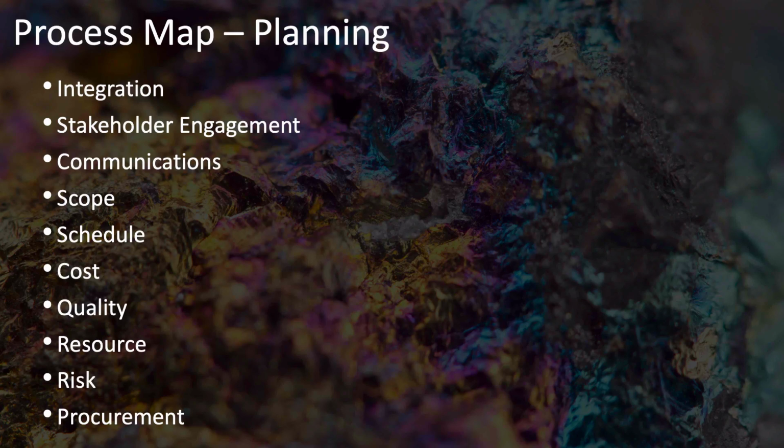Integration is at the top because it is the knowledge area that encompasses and coordinates all of the other knowledge areas. Stakeholder engagement and communications are next because you need to start by working with the stakeholders to define the scope of the project. The rest are listed in the order they're found in the process table, which is more or less the order in which you would address them on most projects. Keeping in mind that planning is iterative, and many of the planning processes will be done in parallel.